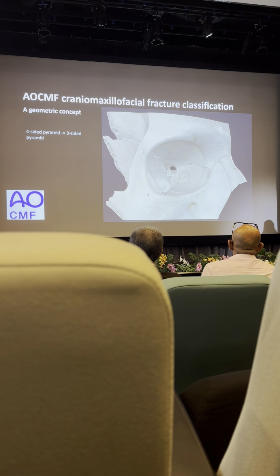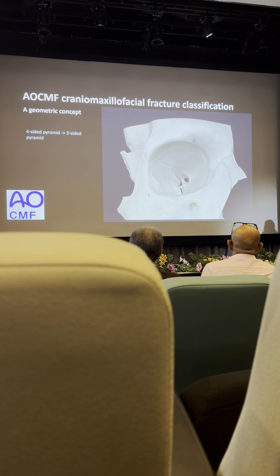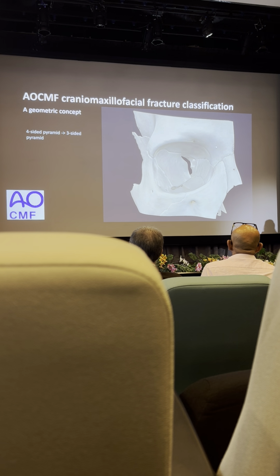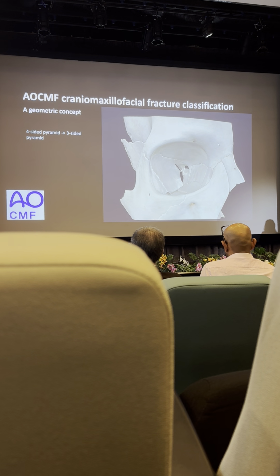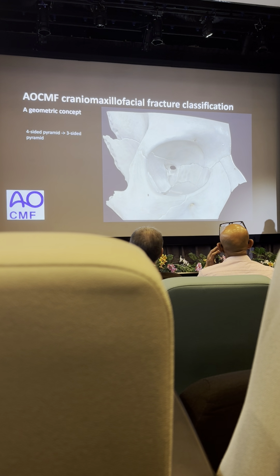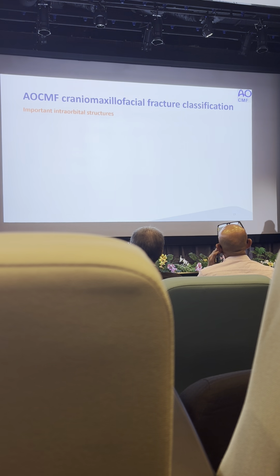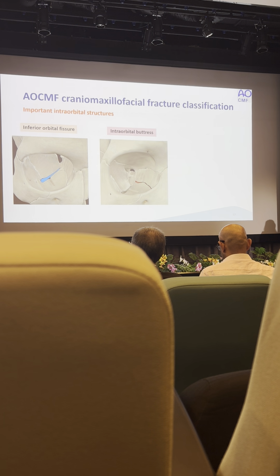When we reach the posterior third, the orbital floor then blends into the medial wall, resulting in a triangular-shaped coronal cross-section of the apex region. Simply put, this just means that the orbit is a four-sided pyramid that becomes three-sided as you advance towards the apex. In the AOCMF classification, there's also special attention directed to identification of three important intraorbital structures, mainly the inferior orbital fissure, the intraorbital buttress, which is a bony condensation at the confluence of the medial orbital wall and the floor, and lastly, the posterior ledge, a solid shelf in the posterior orbit, which is essentially part of the palatine bone.